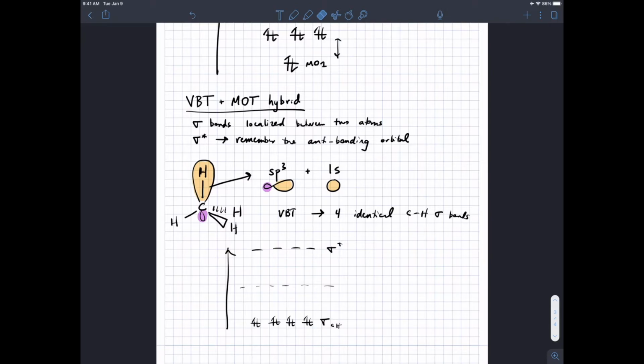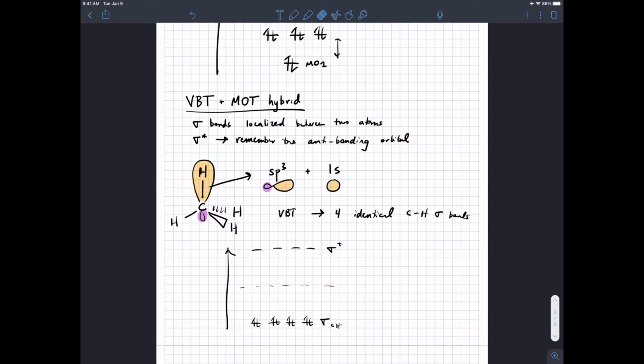So why did I even bother showing you this stuff about methane? Well, I geek out about it because I think it's cool. I do want you to know the difference, though, between MO theory and valence bond theory, which is valence bond theory focuses on the bonds. MO theory focuses on delocalized electrons over the whole molecule.